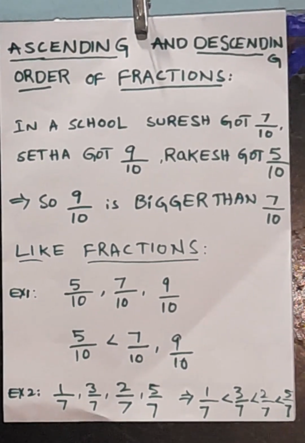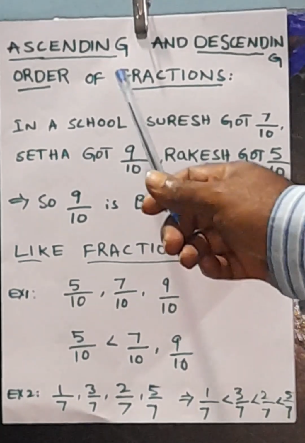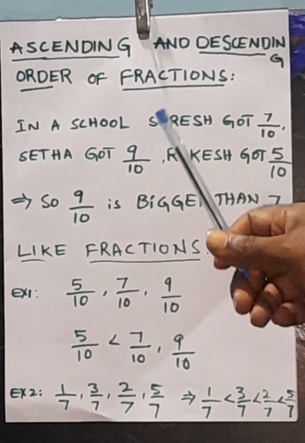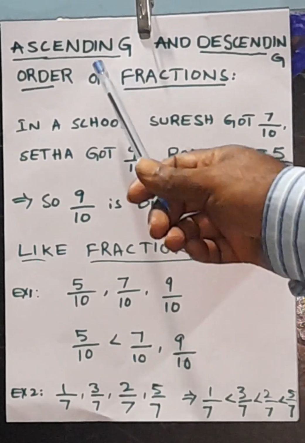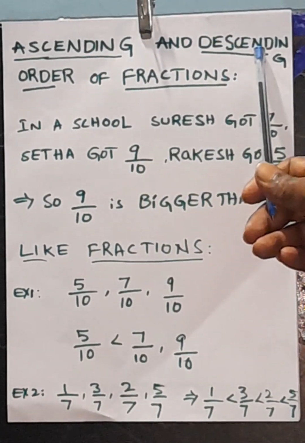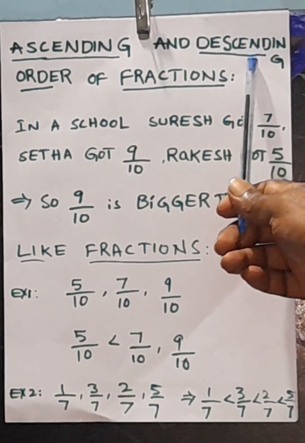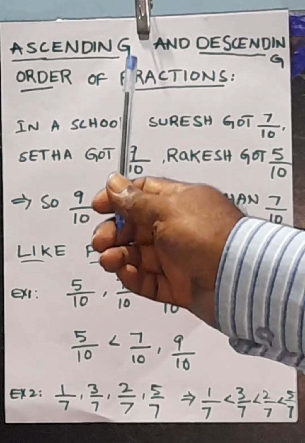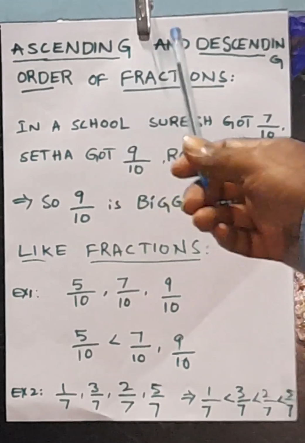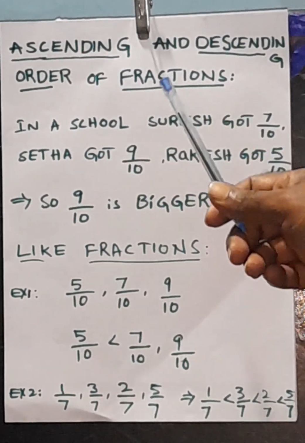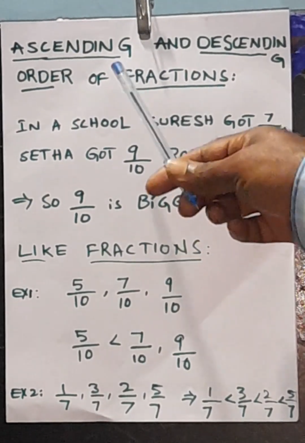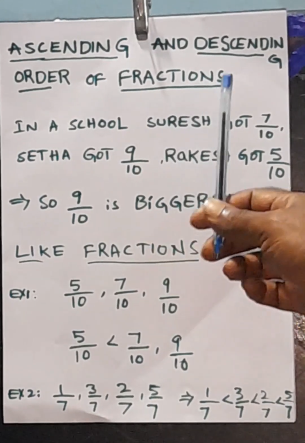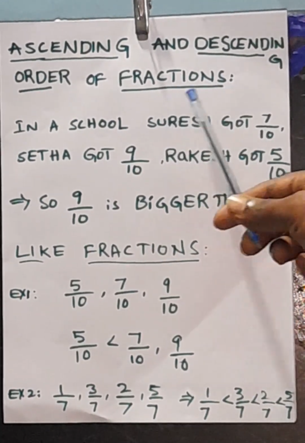Welcome back. Today we will discuss ascending and descending order of fractions. Children, you already learned ascending and descending orders in your previous classes, that means third class and fourth class. Here we are using the same concept for fractions. We have to write the fractions in ascending and descending orders.